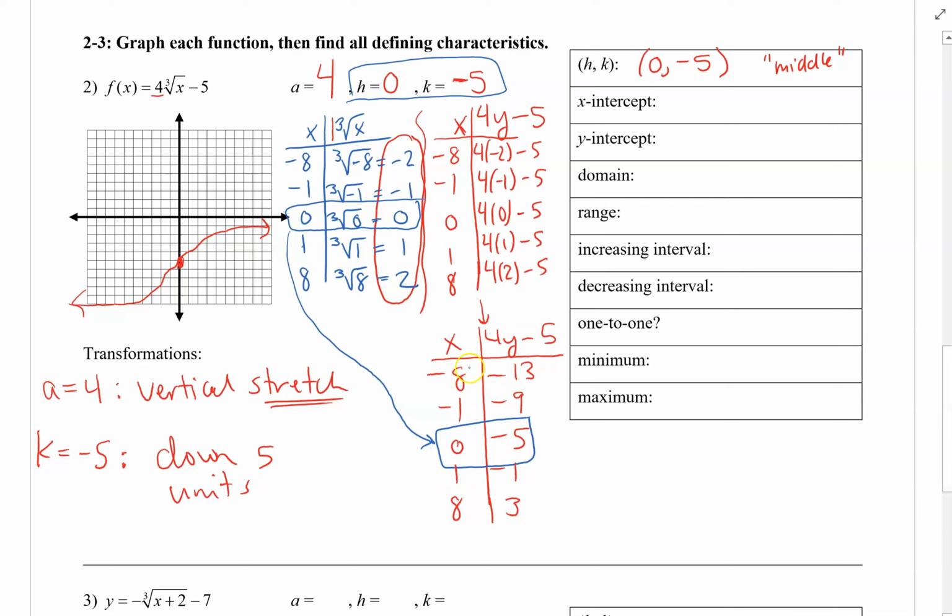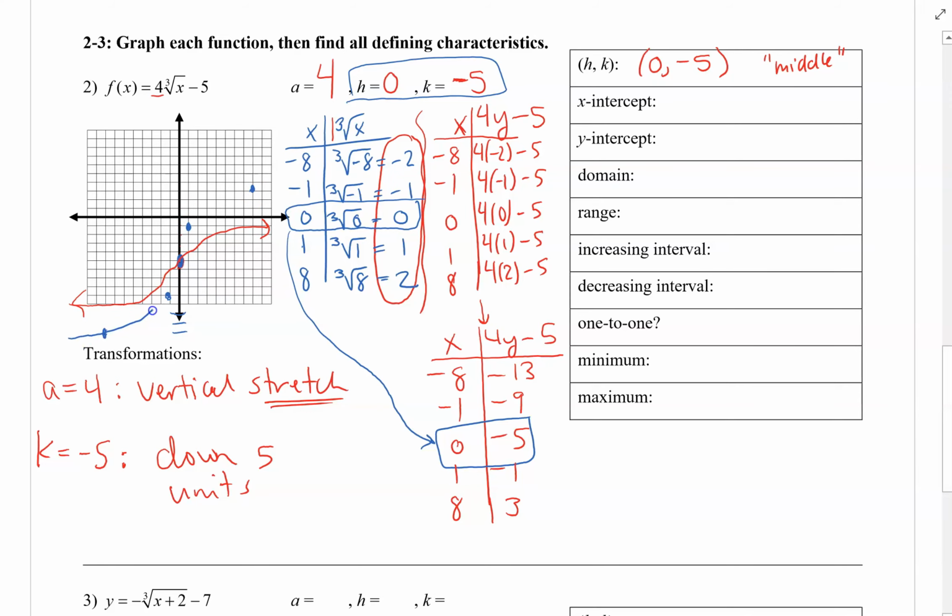So let's graph our points here. So I have (-8, -13). This ends at -10, but I'll add in an 11, a 12, and a 13. So (-8, -13) would be right here. (-1, -9) would be right about there. Then I have my point (0, -5), (1, -1), and (8, 3).